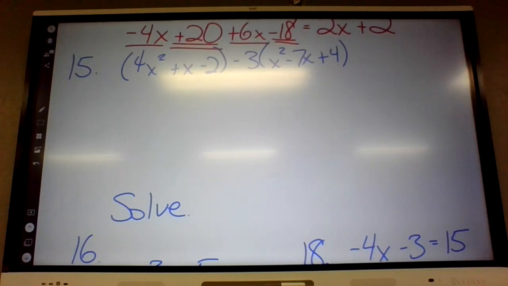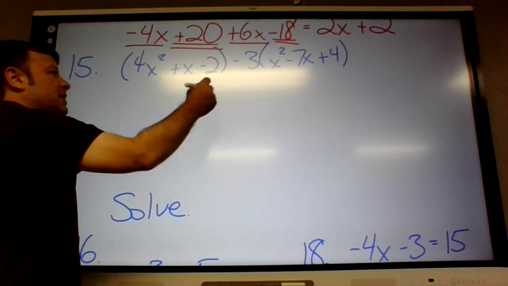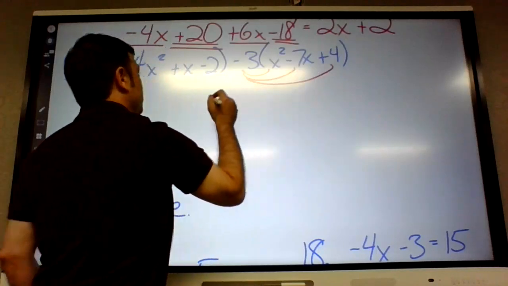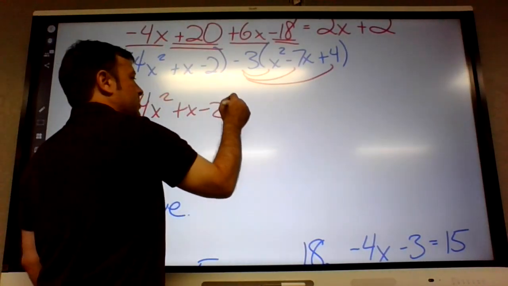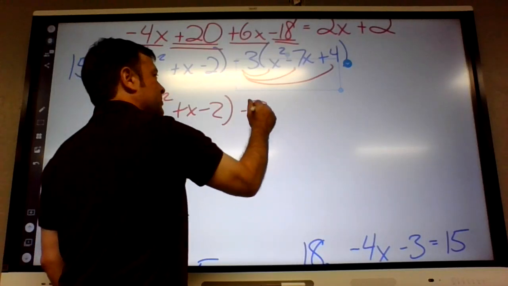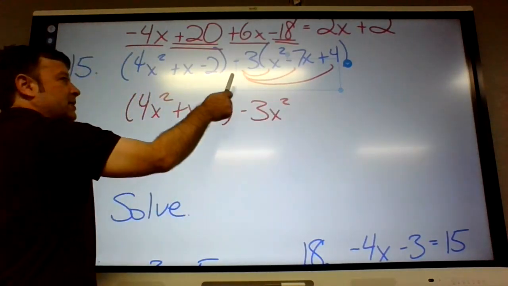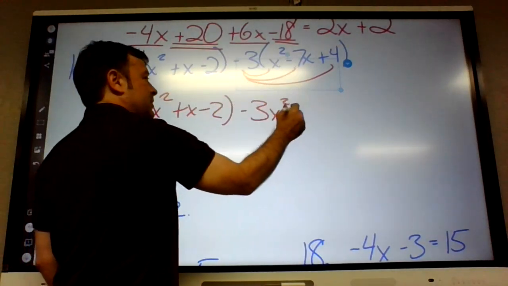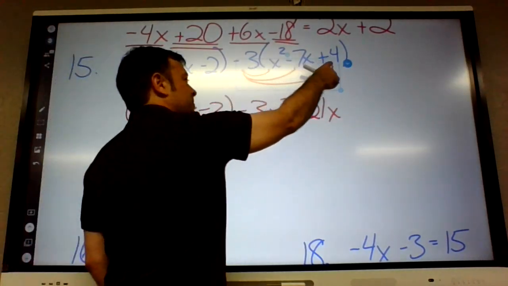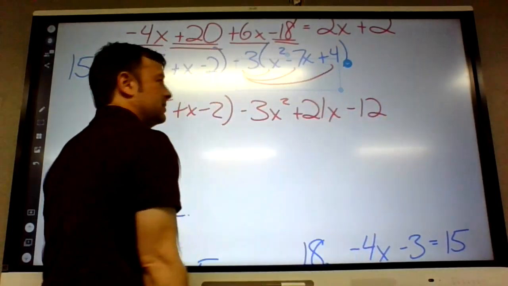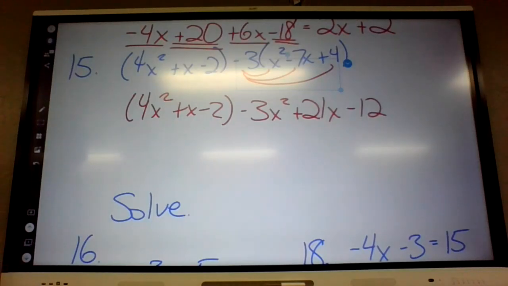Okay, Triton, what should we do first? We should distribute the negative 3. Distribute the negative 3. So, I'll just copy this part down. So we've got negative 3x squared minus 3x squared, and then negative times a negative, that would be positive. And negative times a positive. Okay, now what can we do? We're going to just combine. Yeah.